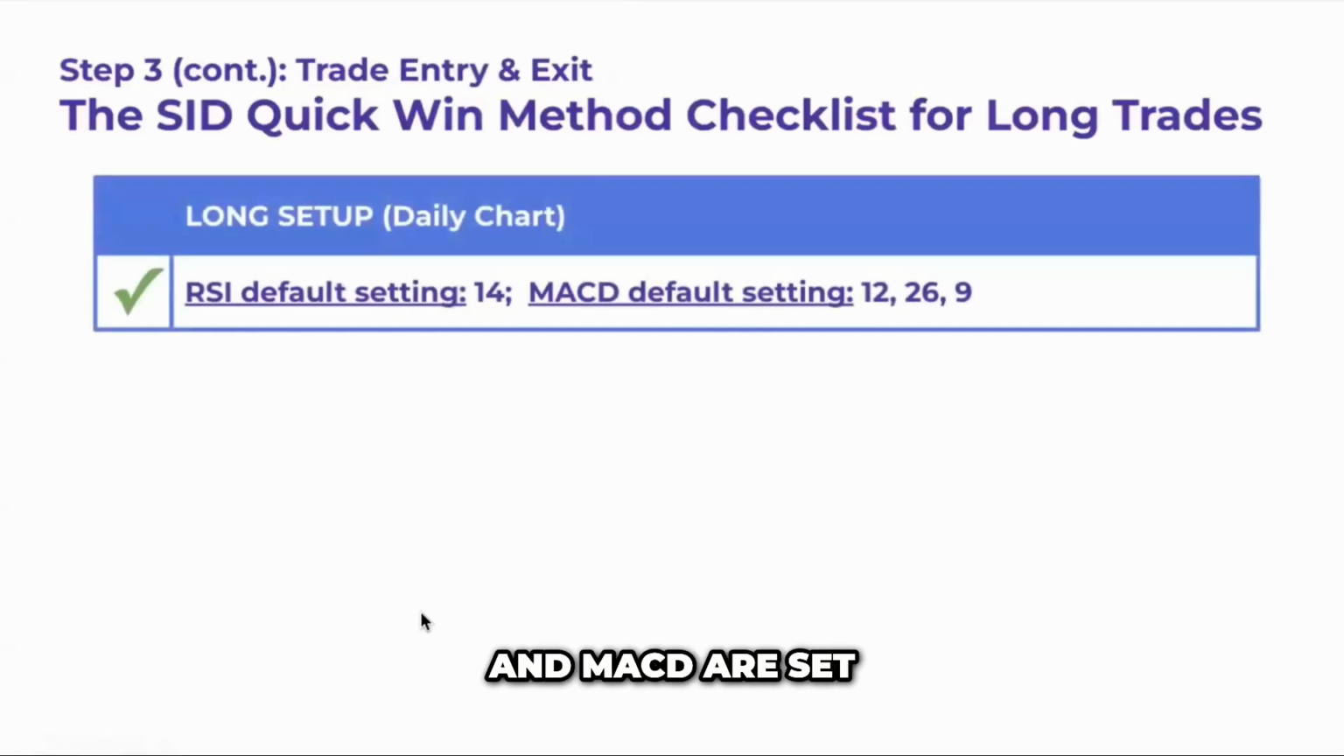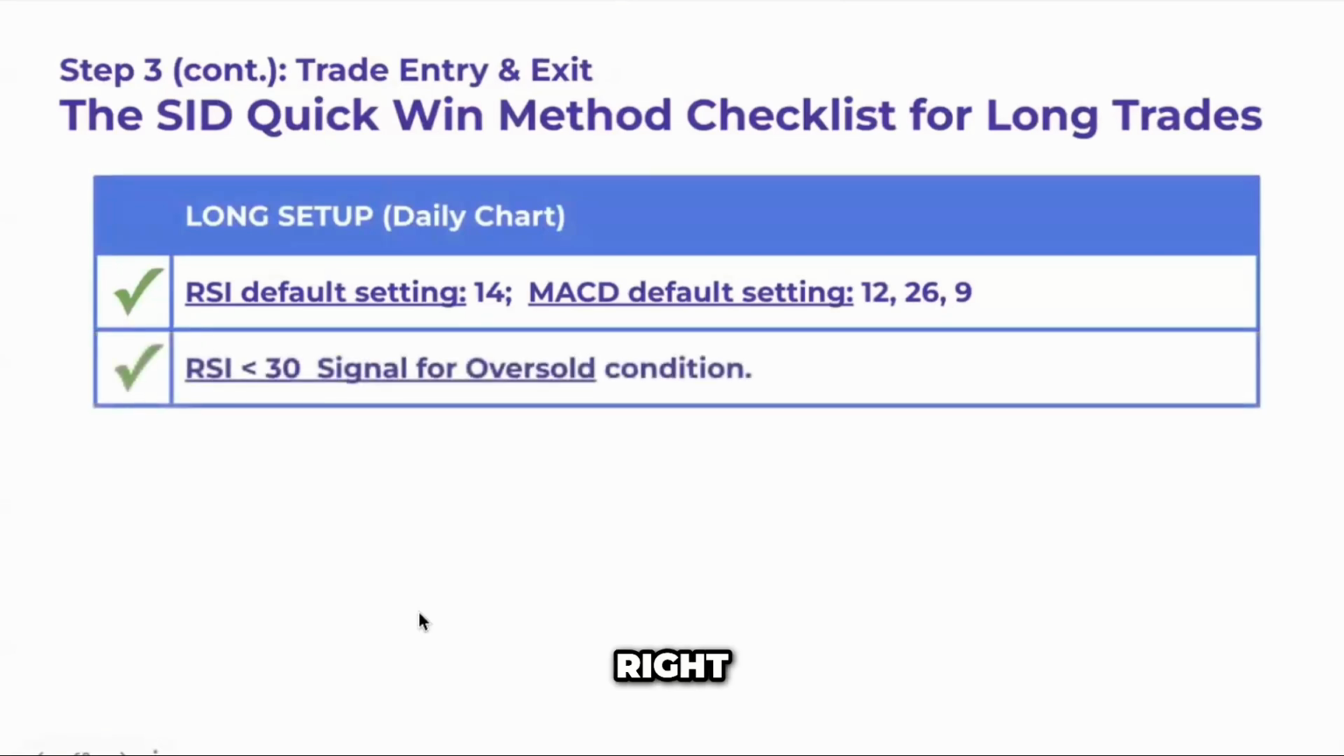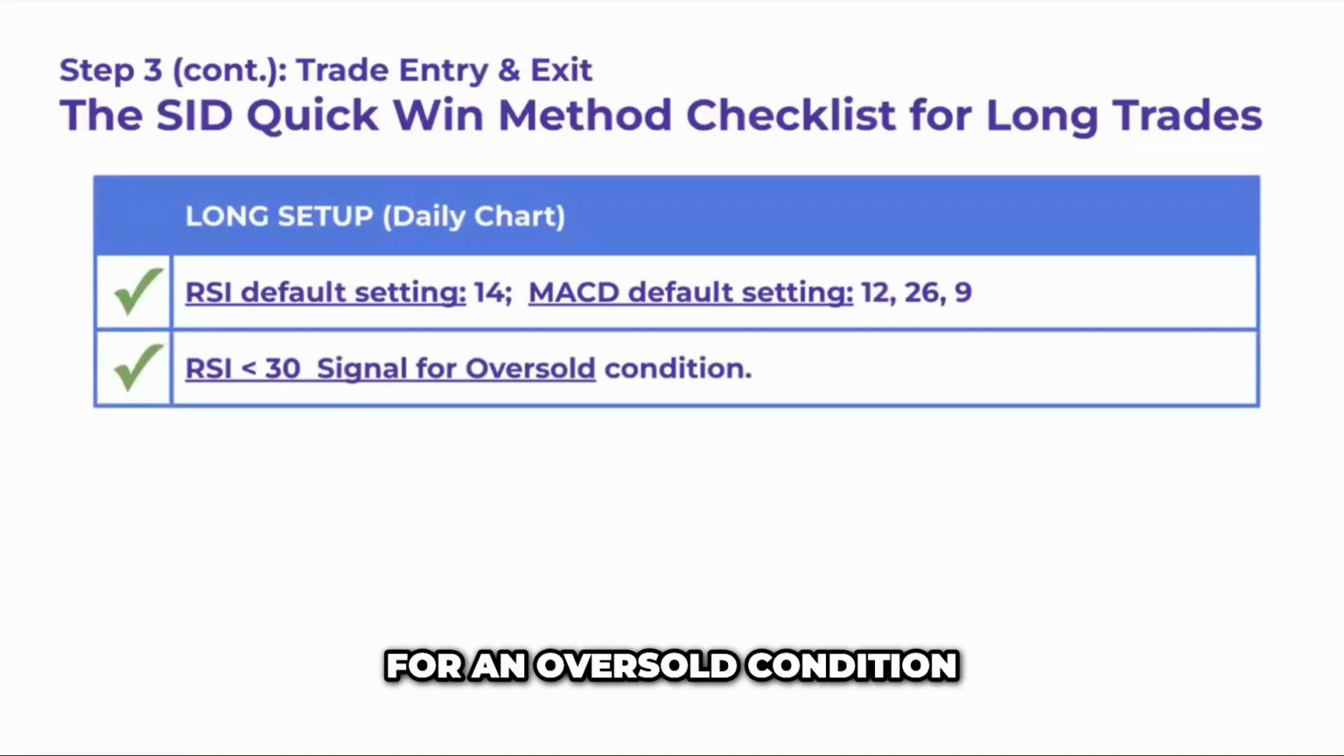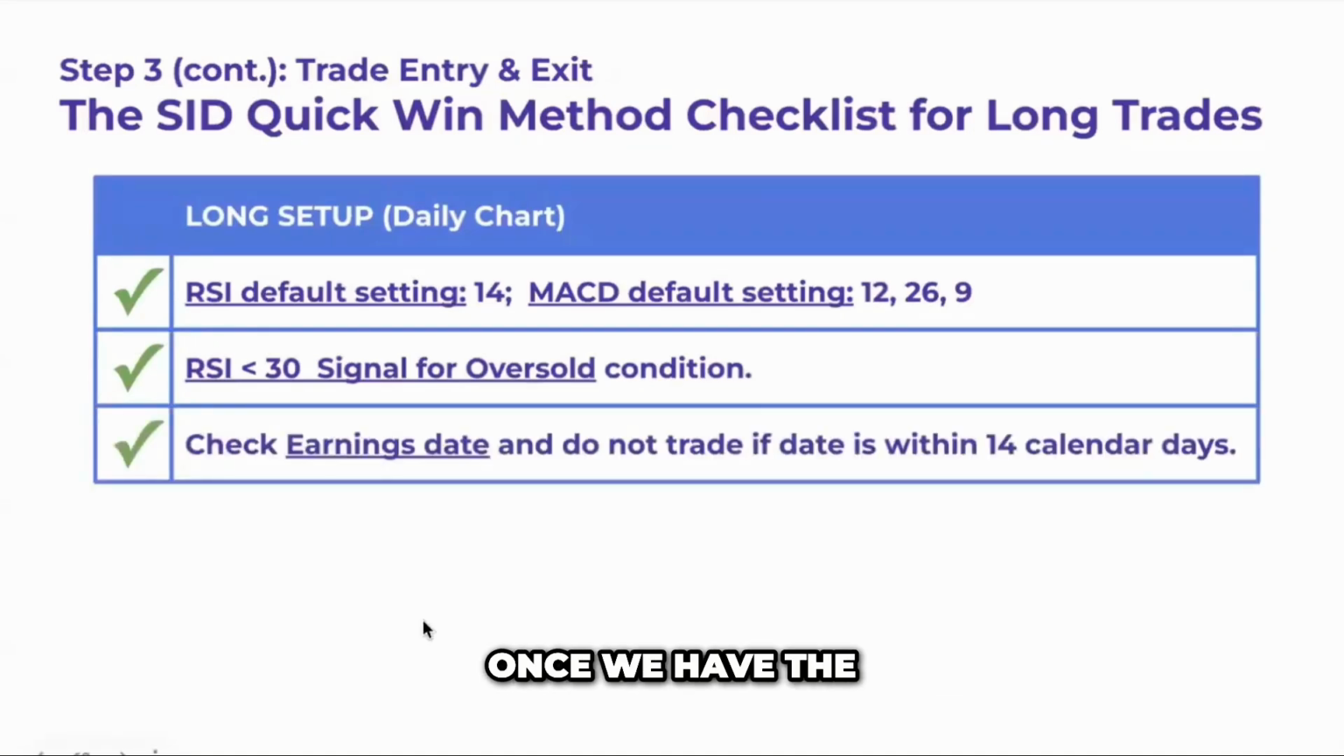Make sure your RSI and MACD are set using default values. There's a short video on how to do that in TradingView, and we saw that, right? And then we're looking for an RSI signal where the RSI is below 30 for an oversold condition. Once we have the RSI oversold signal, we can check for the earnings date to make sure we're not within 14 calendar days of earnings report.